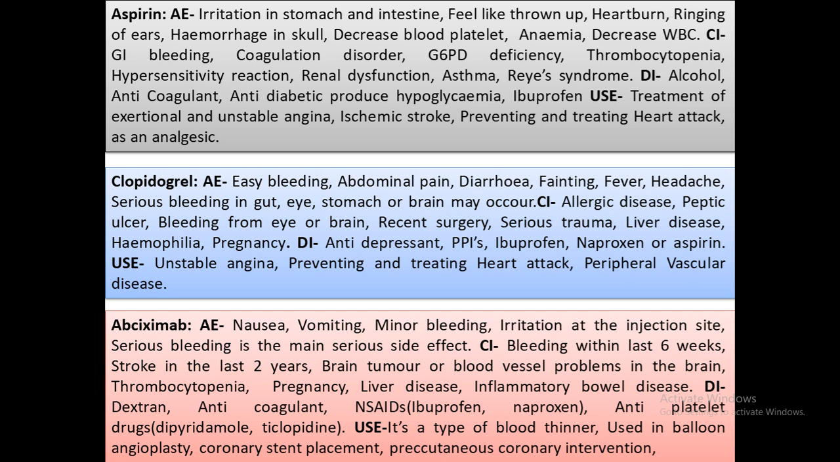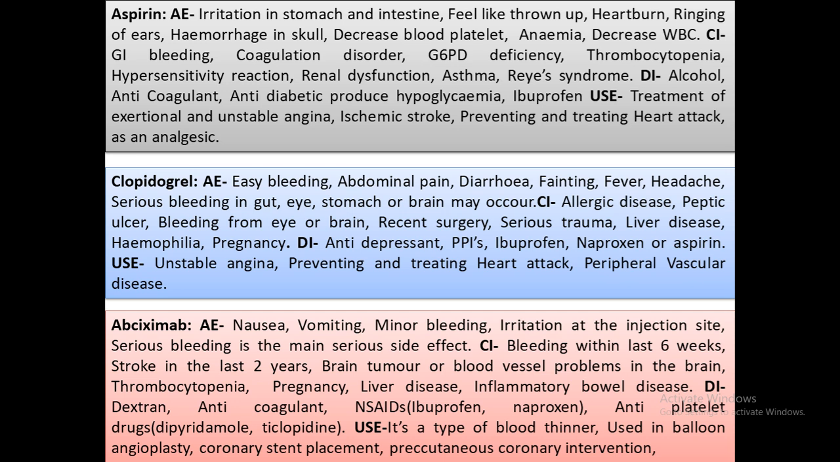Aspirin adverse effects are irritation to the stomach and intestine, feeling like throwing up, heartburn, ringing of the ear, hemorrhage in the skull, decreased blood platelets, anemia, decreased WBC. Contraindications: GI bleeding, coagulation disorder, glucose-6-phosphate deficiency disorder, thrombocytopenia. Drug interactions: alcohol, anticoagulants, antidiabetics, which produce hypoglycemia. Uses: treatment of exertional and unstable angina, ischemic stroke, preventing and treating heart attack, and also as an analgesic.